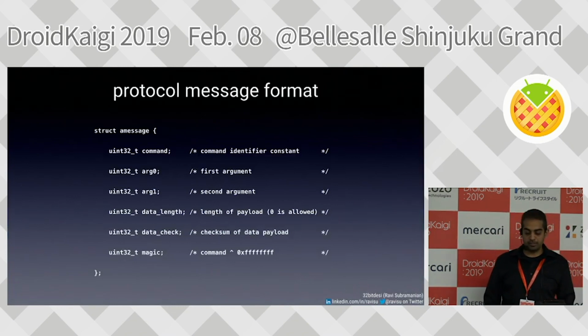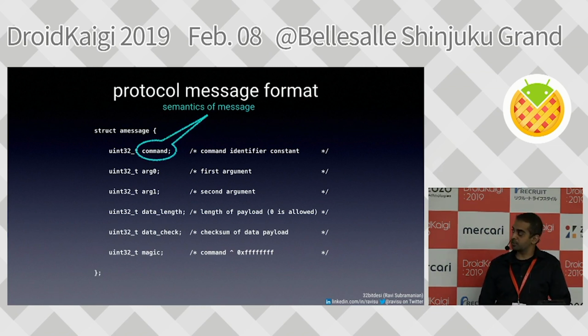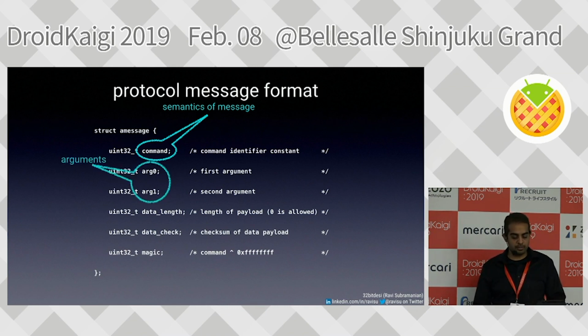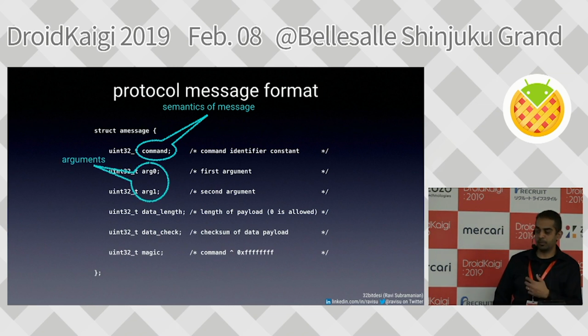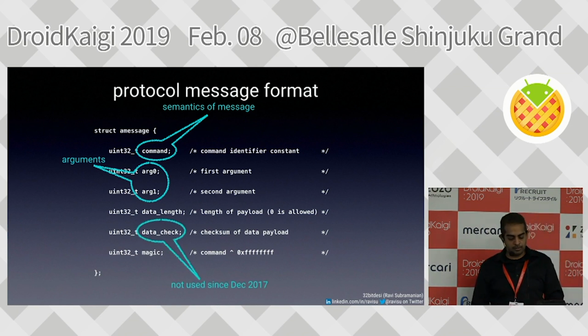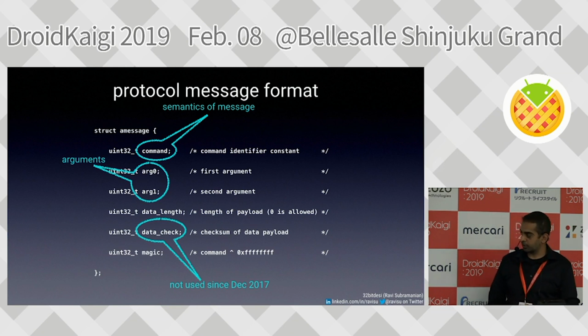So let's dive into the message format. This is essentially a C or C++ structure, and you can see there's a few different fields. So let's talk about some of the important ones. There's a command. The command is essentially the semantics of the message, like what does this message imply? What is it about? And the arguments depend on the command, and they refine the command a little bit depending on what it is that the sender or the receiver needs to do. And then there's the data length, which is obviously the length of the payload, and then there's data check.